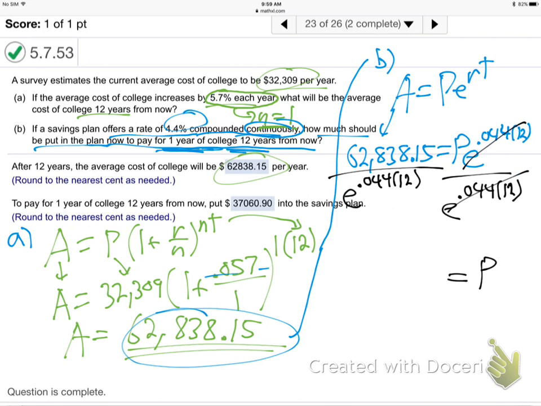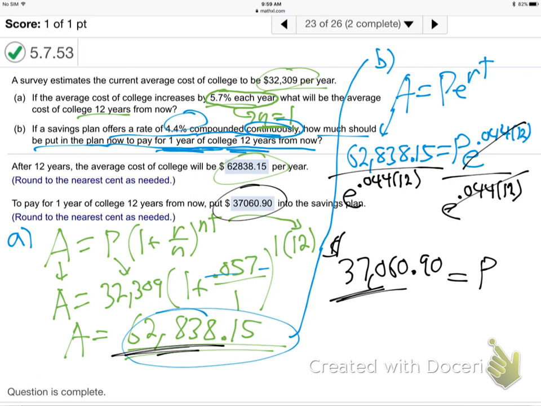P equals, I don't know. Oh, yeah, it must be this number right here. 37,060.90. So if you just put $37,000 in the bank today, you've got an extra 37,000 laying around, right? Let's put 37,000 in the bank today. Let it grow for 12 years at 4%. It'll become the amount of money needed, and your child can go to college for 1 year. So there we go. Is that good? Questions on that? All's well? I move on.